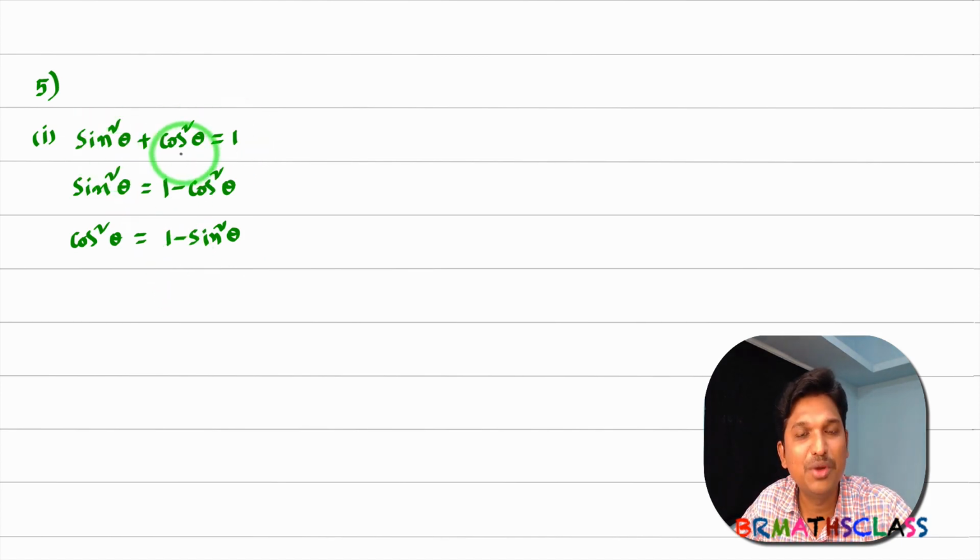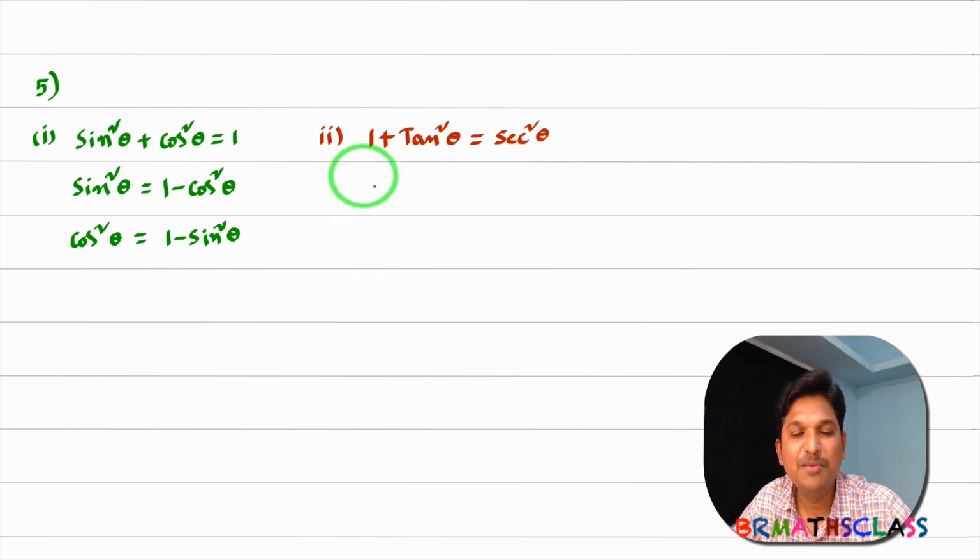What is the main formula in this? Sin square theta plus cos square theta equal to 1. Okay. Second trigonometric identity: 1 plus tan square theta equal to secant square theta. In this trigonometric identity, you remember that the friend of tan is secant. 1 plus tan square theta is secant square theta.